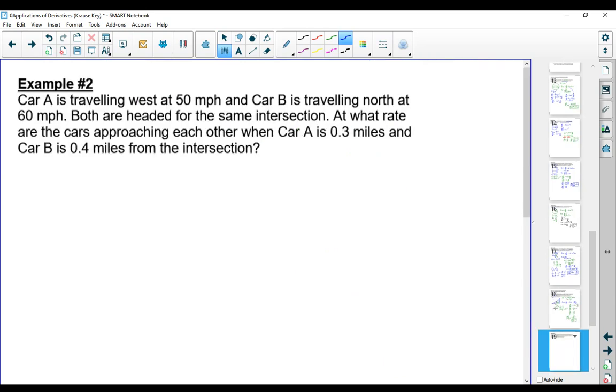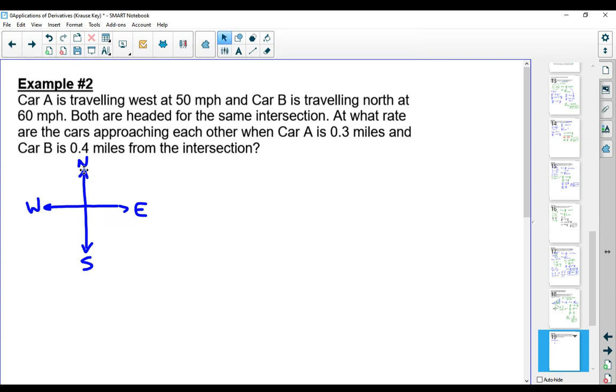Okay, so another common related rate problem that we'll see in terms of motion has to do with vehicles traveling. And so when we're talking about vehicles traveling, you're often going to see things expressed as north, south, east, and west. And so we're using the Cartesian plane, but we're still going to relate it to x's and y's. So we've got north, south, west, and east. Okay. So we're told car A is traveling west at 50 miles per hour. Car B is traveling north at 60 miles per hour. Both are headed for the same intersection. And the question says, at what rate are the cars approaching each other when car A is 0.3 miles and car B is 0.4 miles from the intersection?